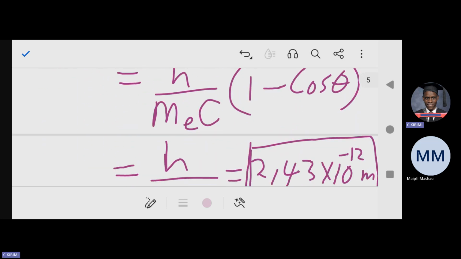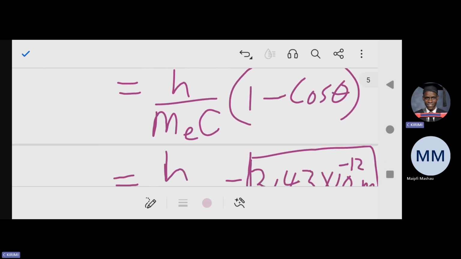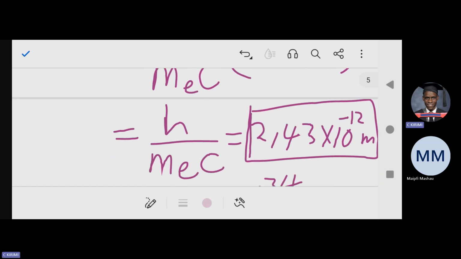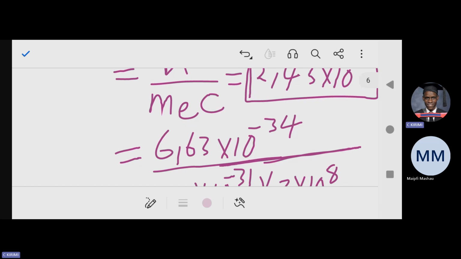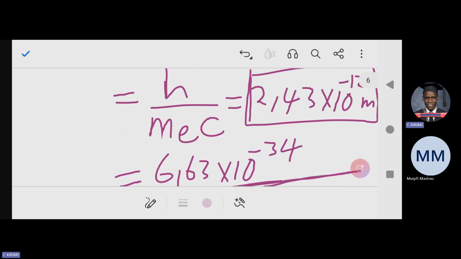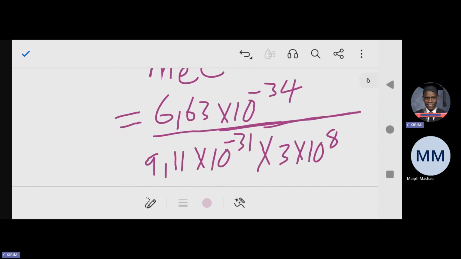So whenever you find h over m_e c, you see that this is a constant which is equivalent to 2.43 times 10 to the power negative 12. And where did we find the values? We are just finding them from the Planck constant given. But here you needed to know by heart that the mass of an electron is 9.11 times 10 to the power negative 31. Although they gave you the Planck constant, the speed of light was also not given, so you must know that the speed of light is 3 times 10 to the power 8 meters per second.